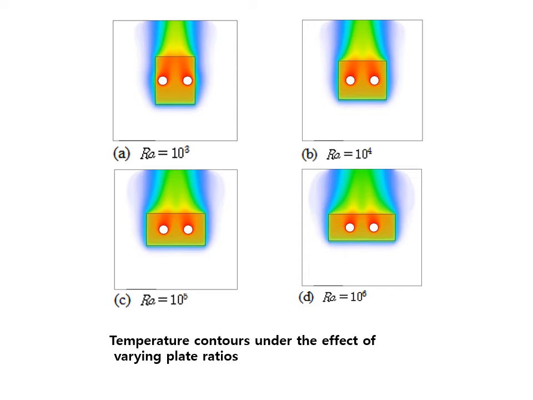In this case you see Rayleigh number from 10 to the third to 10 to the sixth. Also we have similar patterns, but in this case, along the flow direction you can have high temperature like this one. However, in this case the temperature in this one is just the flow this direction, so this height is very low. In this case is more effective than this one.